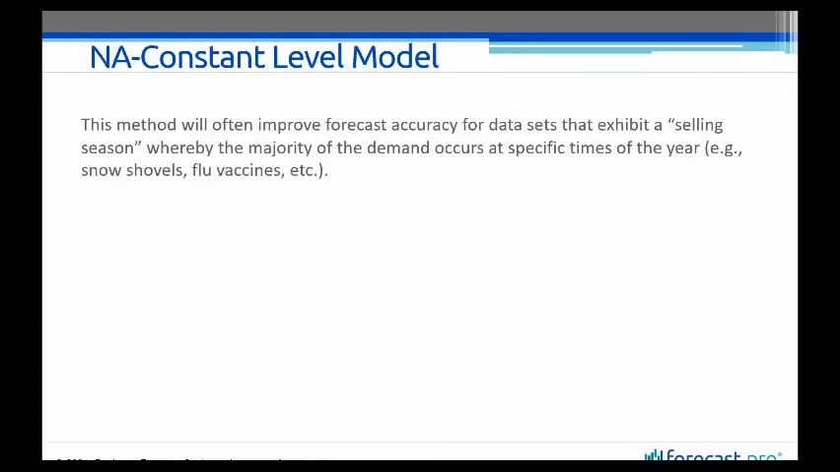We're going to get a little bit more into the NACL model. The idea of the NACL model is that it's very good for products that have what we call a selling season. The NACL model is something that we created at BFS for Forecast Pro. The reason we did that is we discovered that core exponential smoothing wasn't always working well with data where you see this type of selling season pattern. Let's take a look at how the NACL model works in Forecast Pro.